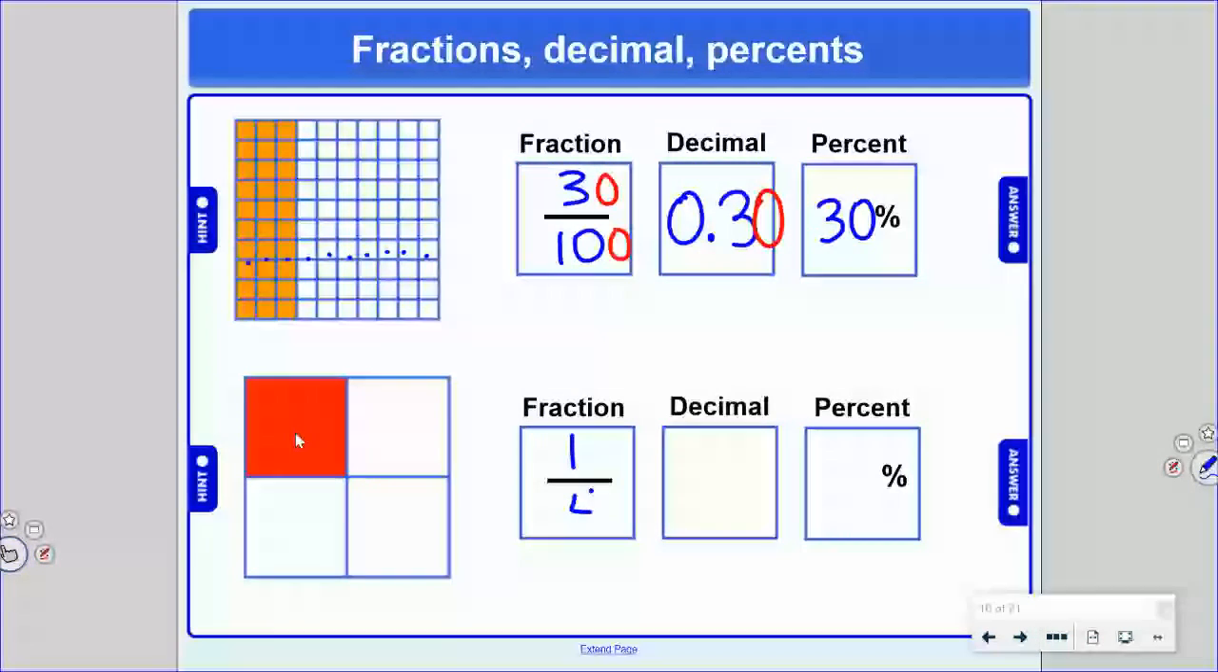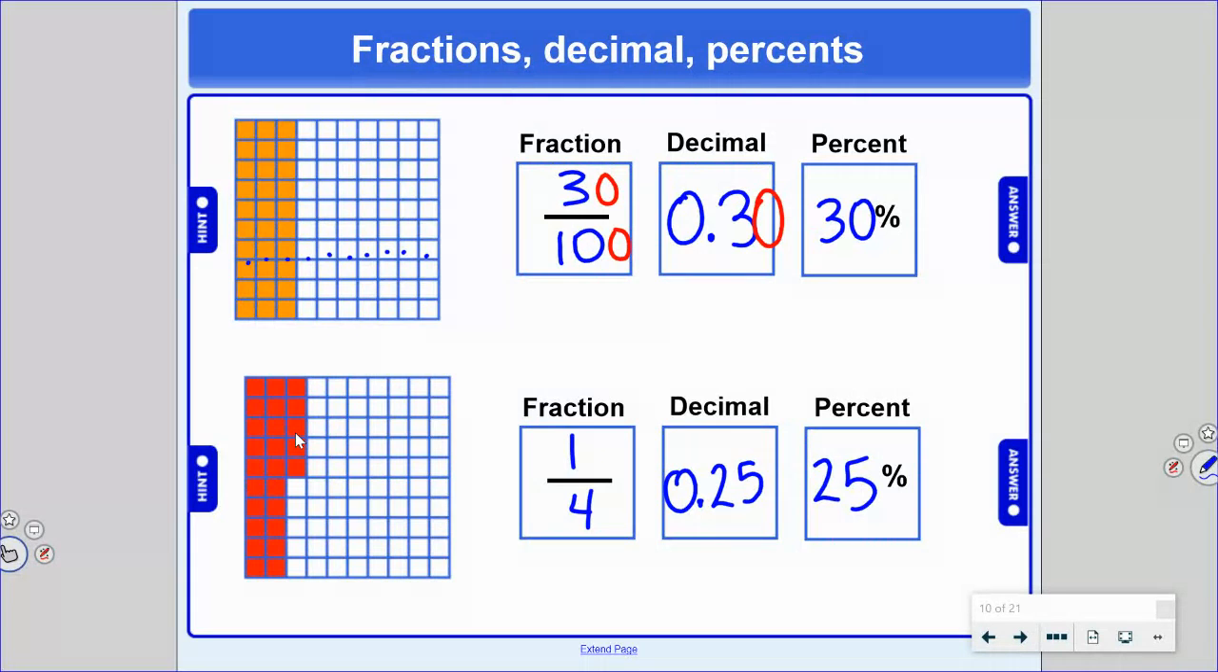Bottom example, 1 out of 4. Most of you know this without having to draw it out. That is 25 hundredths, which means we can then write it in percent form. Again, if you watch the drawing, watch the reveal, I changed where the squares were to make it a little easier to read, but that is 25 hundredths.